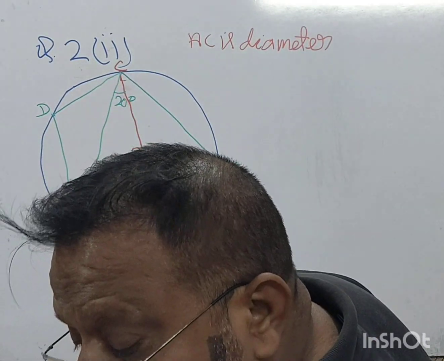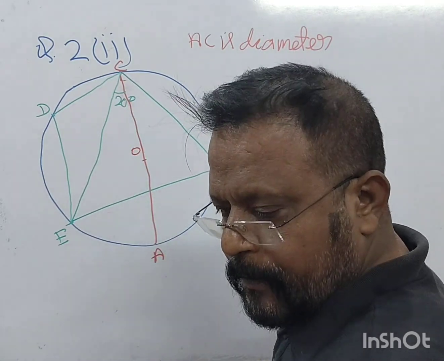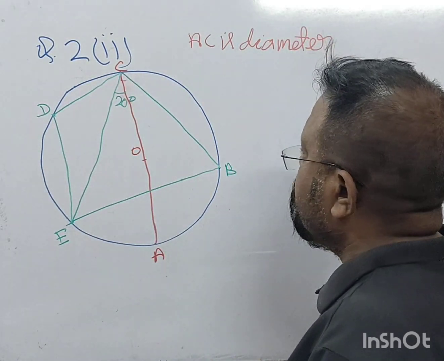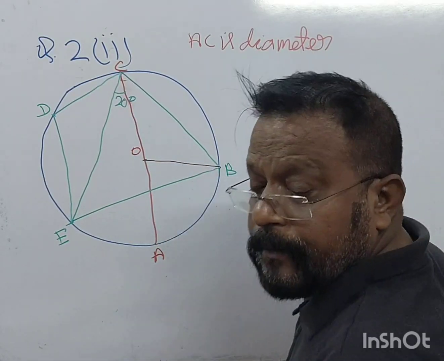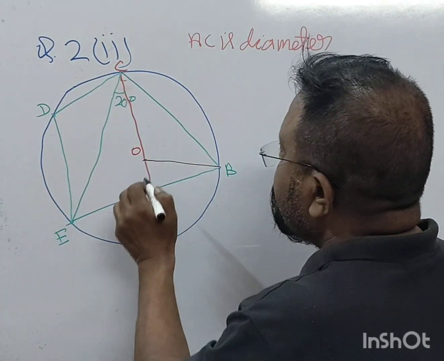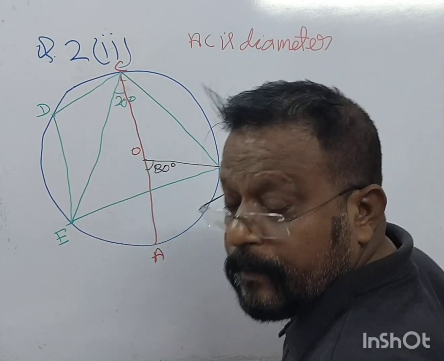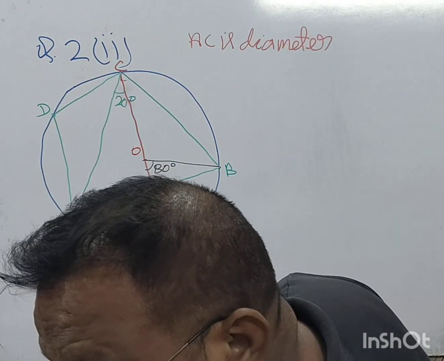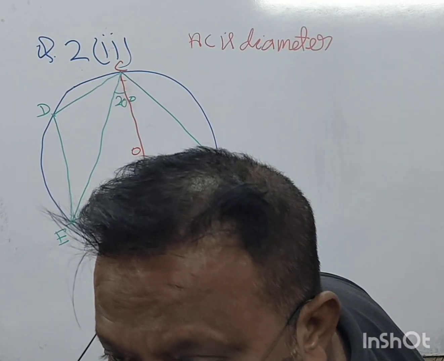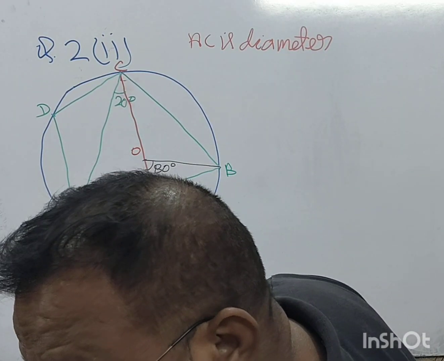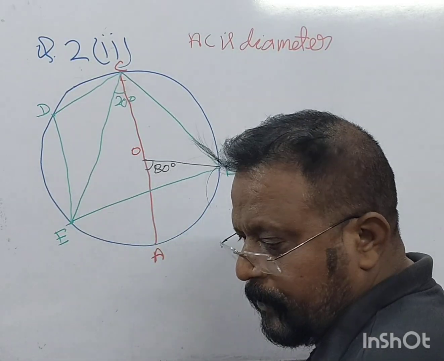And from an angle here, this angle is 80 degrees. And this is 90. Yeah, you draw the diagram. It is already given to you here. This is 90 degrees.